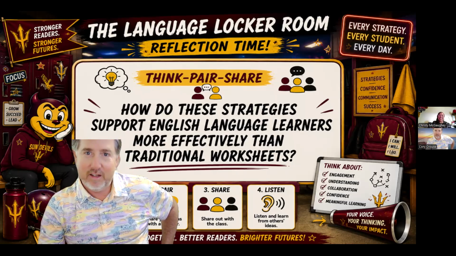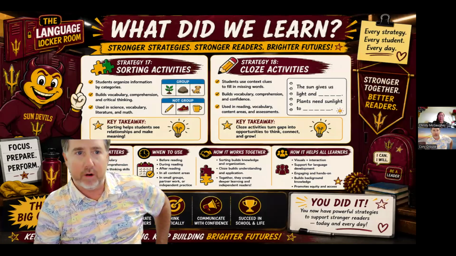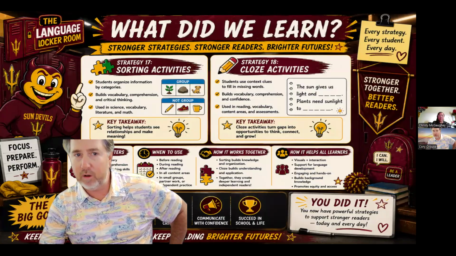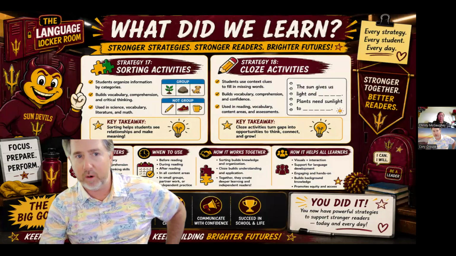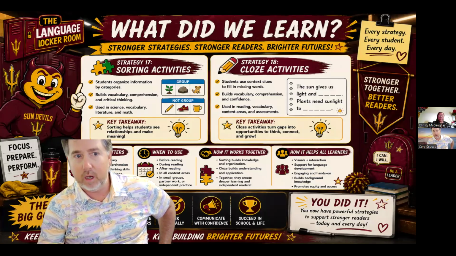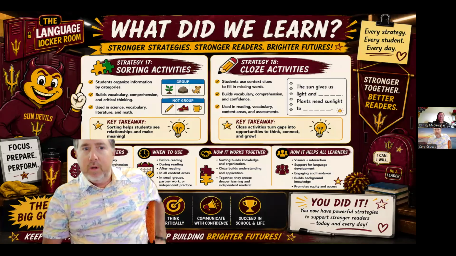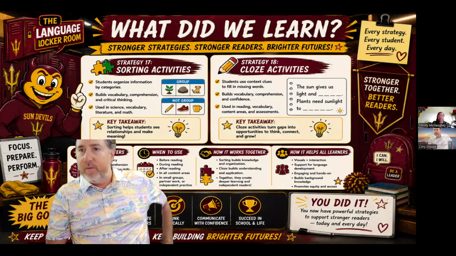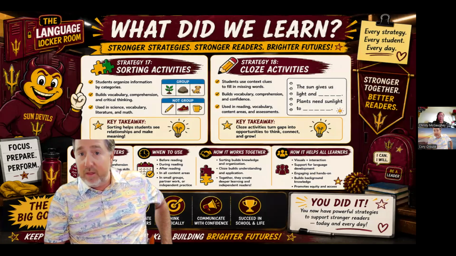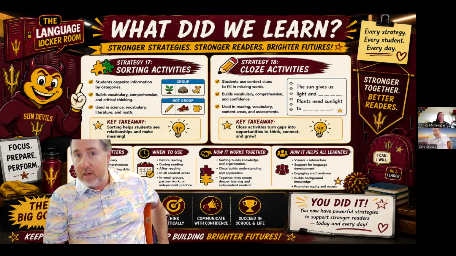Yeah. So as we conclude, let's look over what we learned. We learned that sorting activities are about organizing information by categories. It builds vocabulary, and it helps with comprehension and critical thinking. It's used in science, vocabulary, literature, and math. A key takeaway would be that sorting helps students see relationships and make meaning.